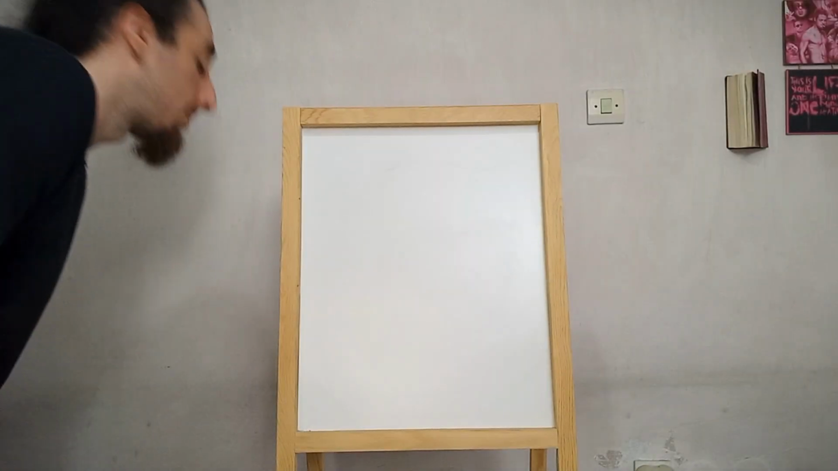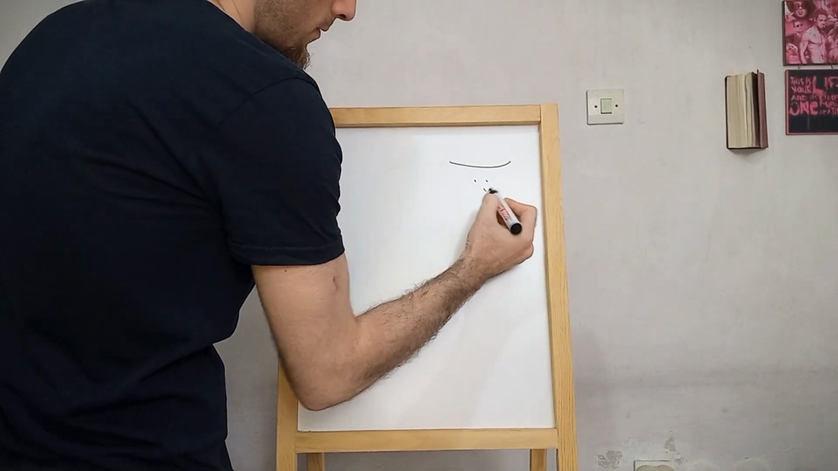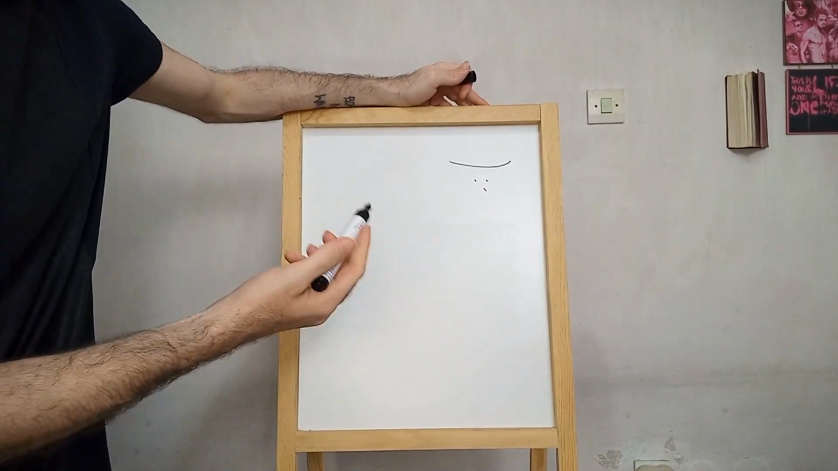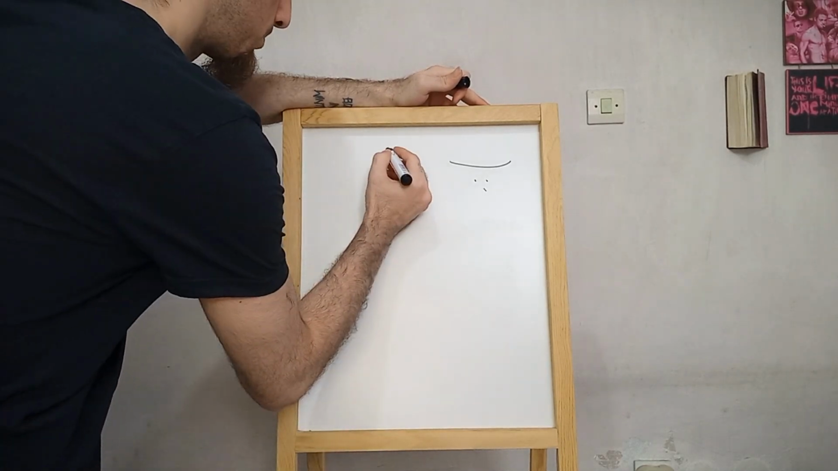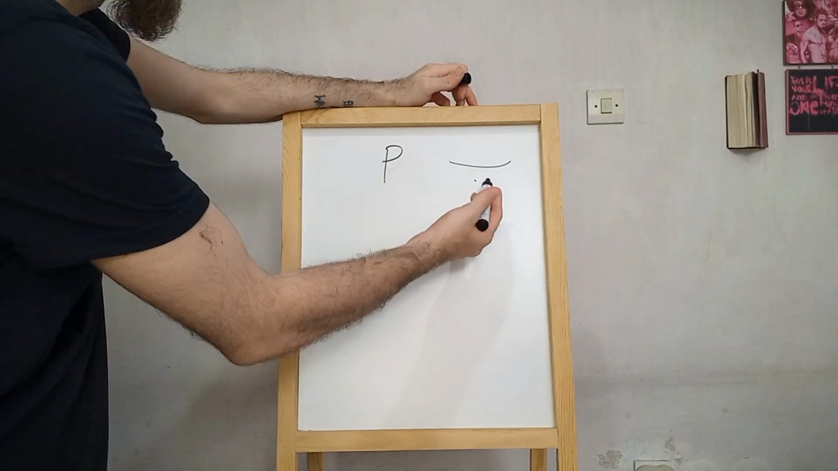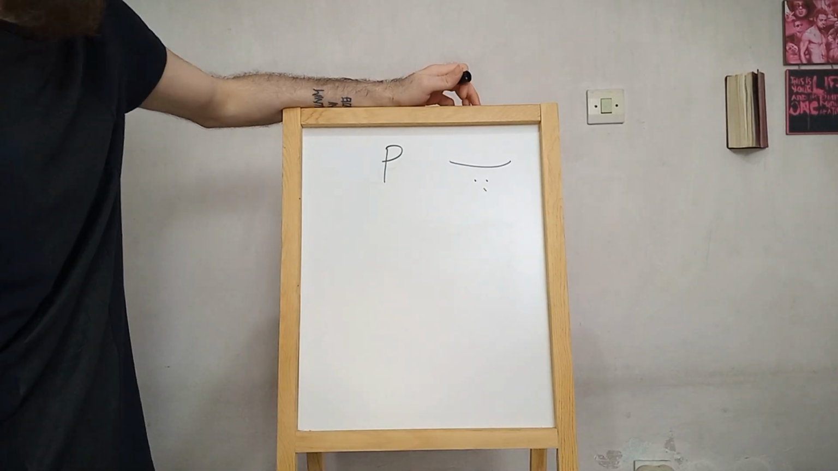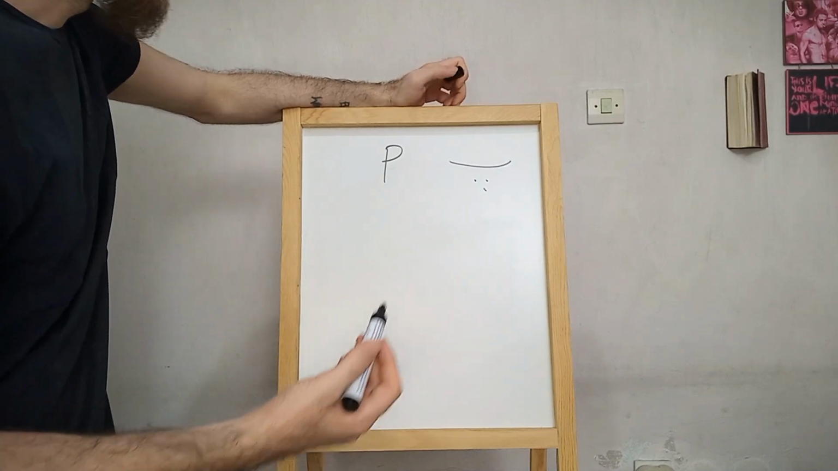So the next one is P, which looks exactly like B, but it has three dots. And it sounds like P in English. P, like puppy, right? P, like papa.